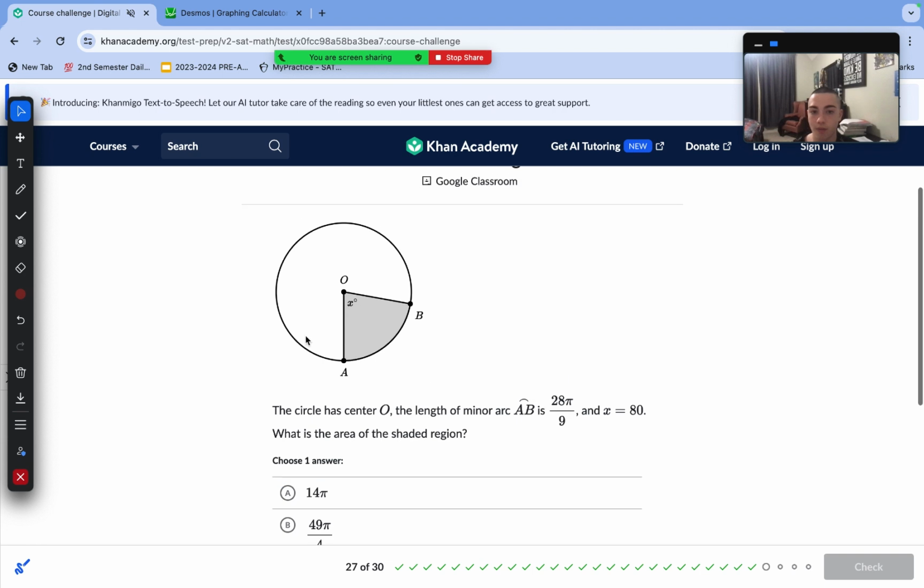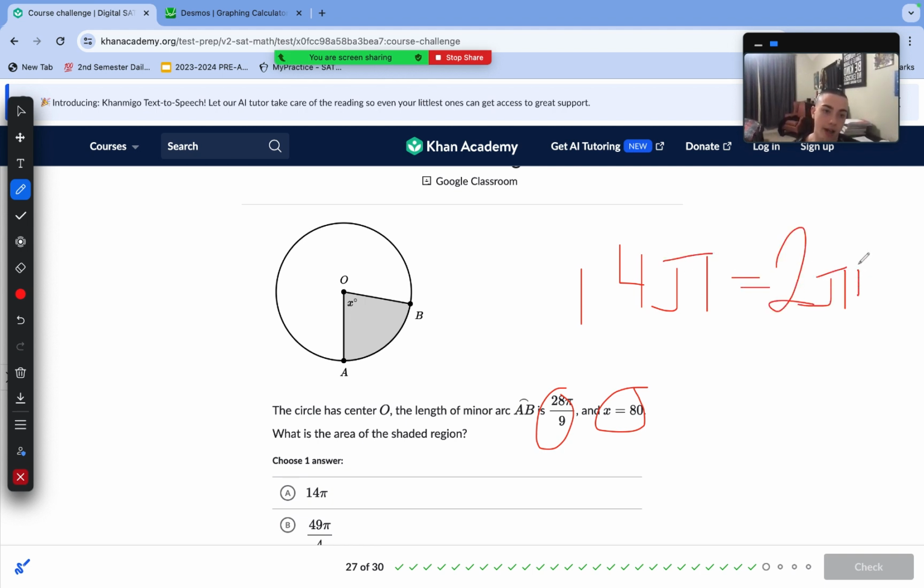Okay, we have the length of a minor arc, 28 pi over 9, and x equals 80. What is the area of the shaded region? So first let's find the circumference of the circle by doing something that we did before. We do 360 divided by 80 to get that ratio, which is 4.5, and we do 28 pi over 9 times 4.5. So the circumference of the circle is 14 pi, and then we can set that equal to 2 pi r, which when we divide it out, we get r equals 7.